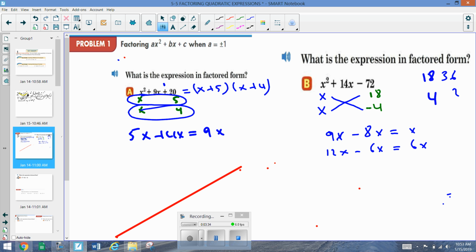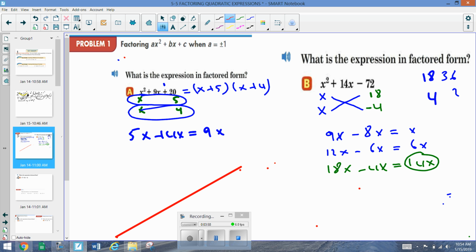You said negative 4. Let's check that. 18 times x. Guys, please pay attention. When you get the numbers, you will do cross. 18x minus 4x. There you go. We got it. We got the middle number. We got b. So what is next?